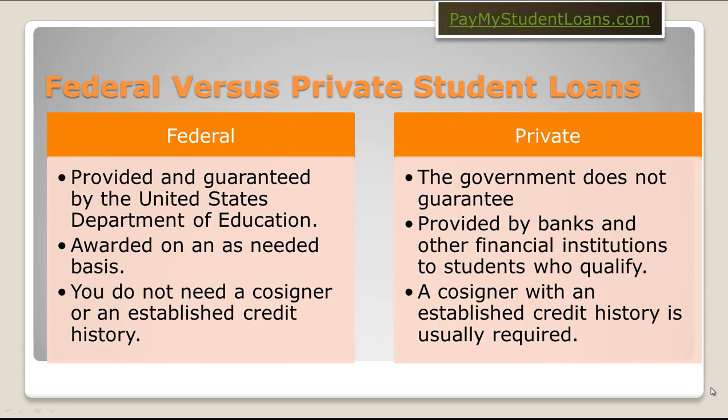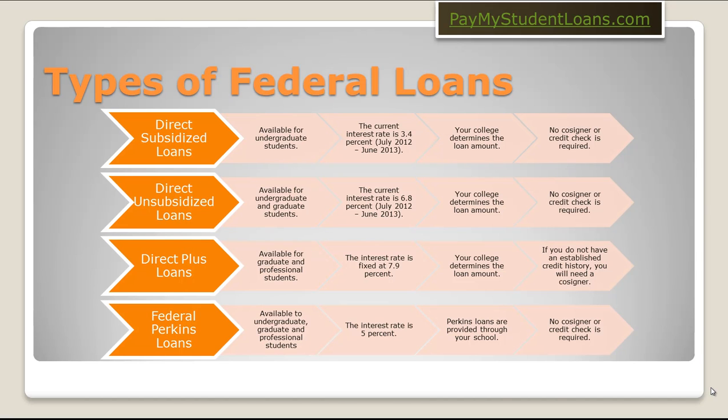And so what are the types of federal student loans? There's 4 types. There's direct subsidized loans. They're available for undergraduate students. The current interest rate is 3.4% as of July 2012. Your college determines the loan amount. No cosigner or credit check is required.